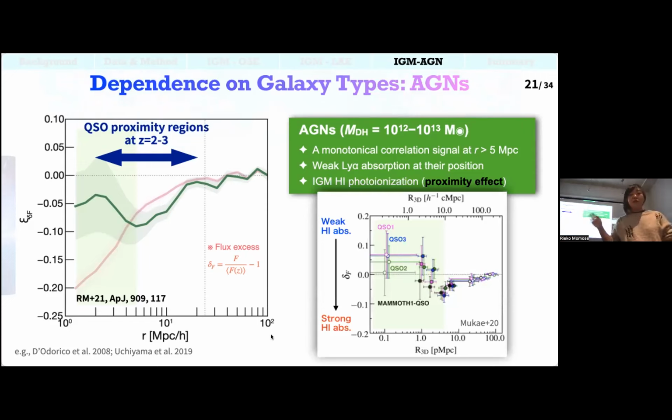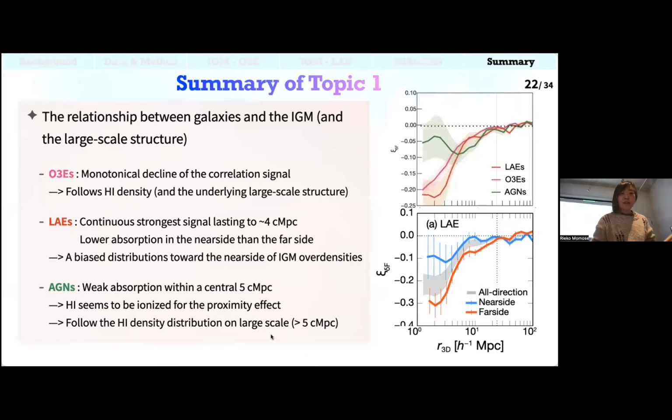So also those previous studies about quasars could support our indication about the cause of low neutral hydrogen density around the AGNs. And also such a deficit of Lyman absorption around AGNs indicates that Lyman-alpha tomography cannot always pinpoint the overdense region. So, this is a summary of the first topic.